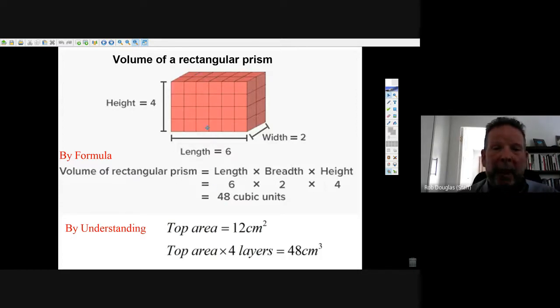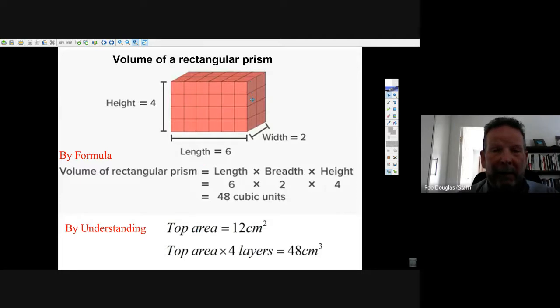Let's look at the bottom or the top. Let's look at the top here. The top is 2 by 6 long. And there's 6 times 2. There's 1, 2, 3, 4, 5, 6, 7, 8, 9, 10, 11, 12. There's 12 square centimeters here. In the top, there must be 12 square centimeters in the bottom. That's the area of the top.